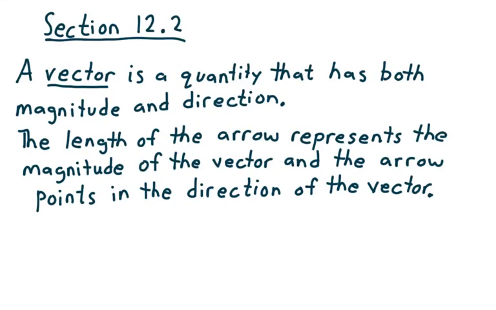This is a video from section 12.2 and it's based off the lecture notes. A vector is a quantity that has both magnitude and direction. The length of the vector represents the magnitude of the vector and the arrow points in the direction of the vector. And so to give you a visual of what we are talking about, I can start here.